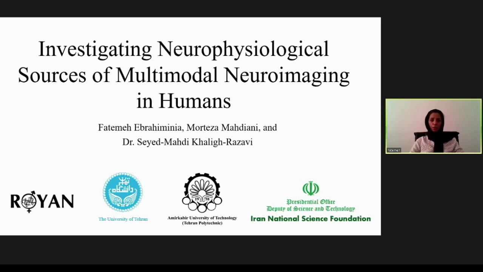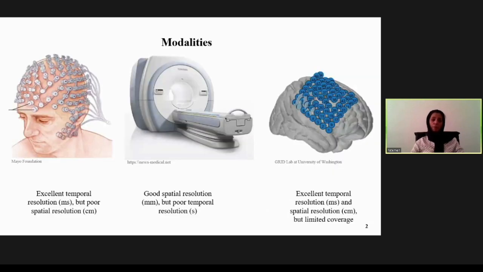I'm going to talk about neurophysiological sources of multimodal neuroimaging in humans. The aim of this study is to investigate the extent to which the spatiotemporal dynamics of brain activity obtained by EEG or fMRI or the similarity-based EEG-fMRI fusion are consistent with that of neural activity obtained by ECoG data.